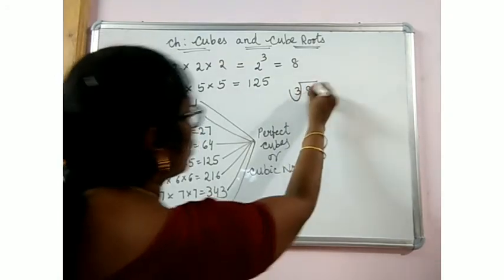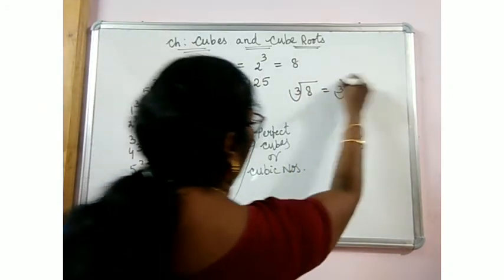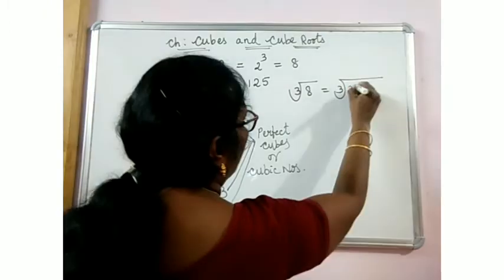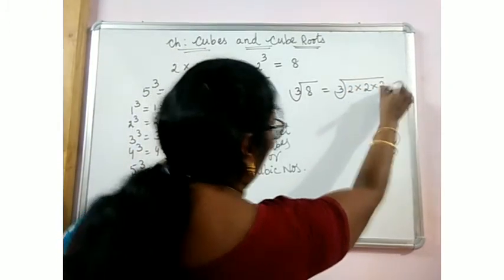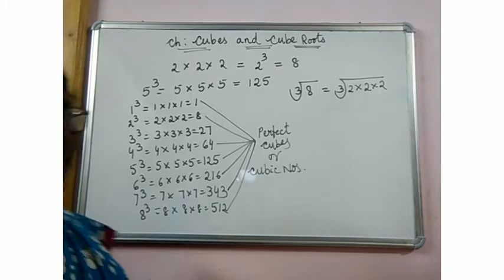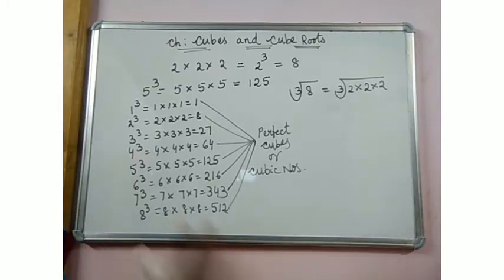If it is the cube root of 8, what you have to do is find the prime factors of 8. The prime factors of 8 are 2 into 2 into 2. So, in order to find the cube root, for 3 equal factors, you have to take 1. It is just like square root. For square root, 2 factors.